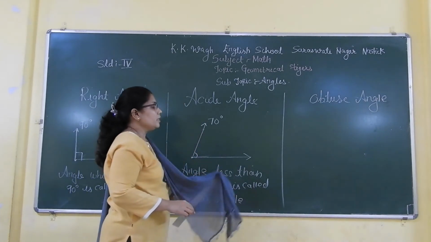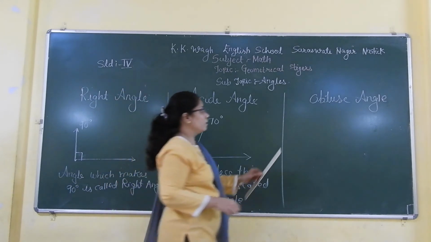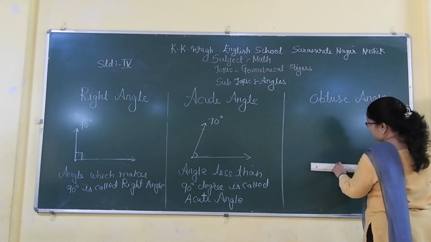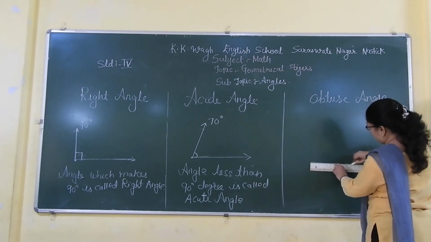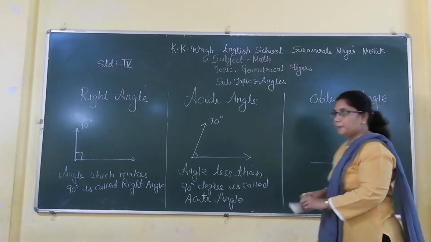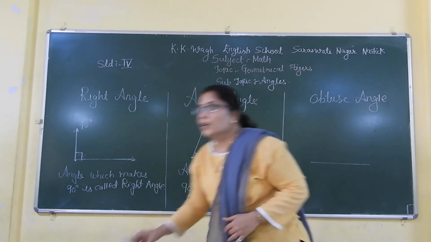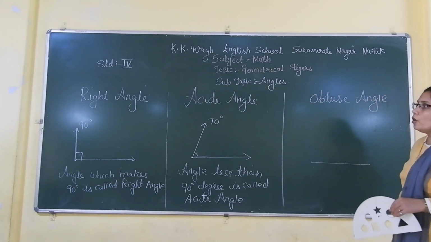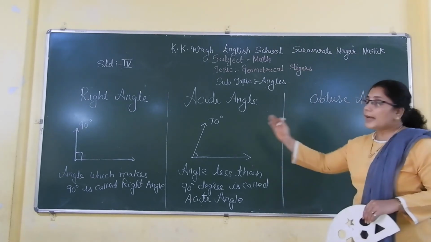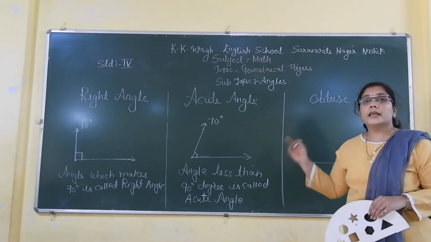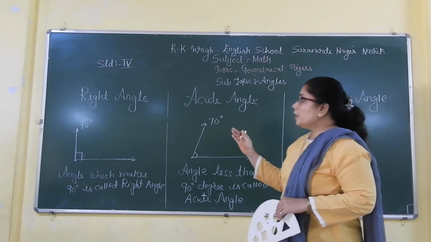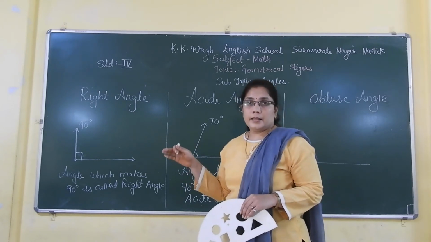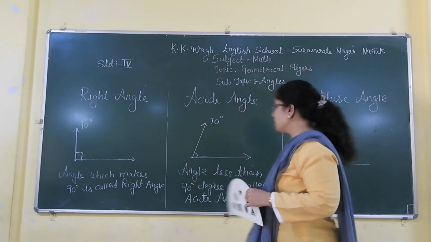Now we will see obtuse angle. Now put a line here like this. And you again, what is an obtuse angle? I have told you before, obtuse angle means greater than 90 degrees, means it should measure greater than 90 degrees. It may be 100 degrees. It may be 120 degrees. Greater than 90 degrees. Okay.